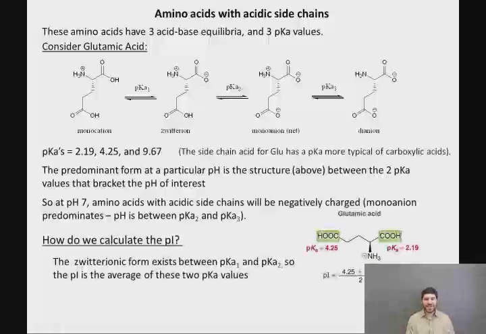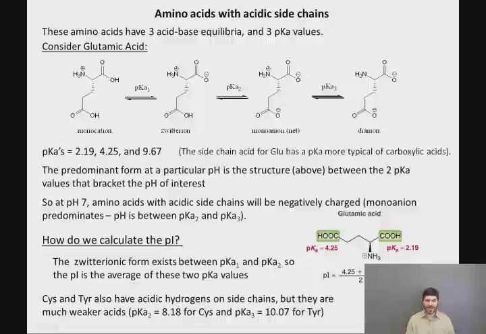And then to calculate the pI, remember the definition of pI is the pH at which there's the greatest concentration of zwitterionic form. So in this case, the zwitterionic form exists at lower pHs. It exists at pHs between pKa 1 and pKa 2. So therefore, the pI is going to be the average of these 2 pKa values. pKa 1 is 2.19, pKa 2 is 4.25, and the average of those 2 is 3.22. So that's the pI.